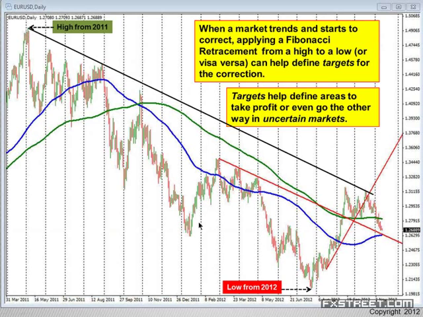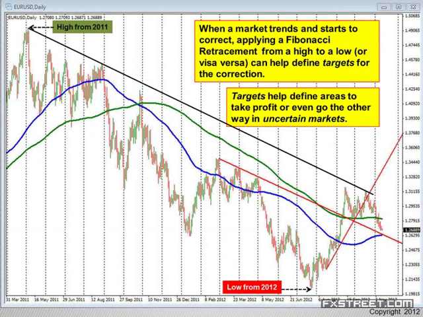So if you take the high and the low here, and you do your due diligence in your trading, again, use tools that the market's going to follow, and you apply a Fibonacci retracement, you can start to define targets of where you're going, especially in corrective moves. And this is a trend, and this would be a corrective move. These targets help define areas where you take profit or even go the other way in uncertain markets.